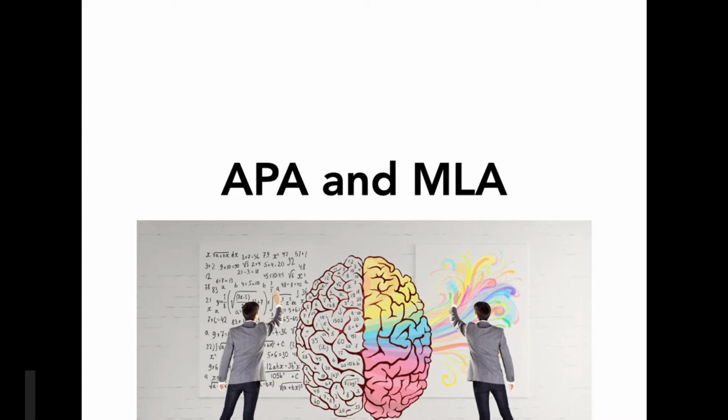There are other formats as well, like Chicago style and Turabian, but those are specific to certain disciplines and aren't used as often. So in this class, we'll be focusing on APA and MLA. The first essay assignment, the short research essay, will be in MLA format, and the final essay will be in APA. So the sooner you get used to these two formats, the better.